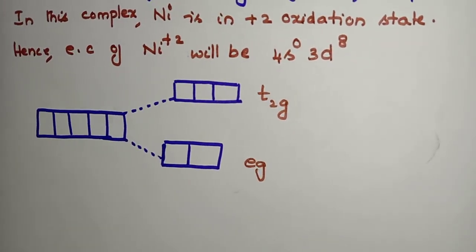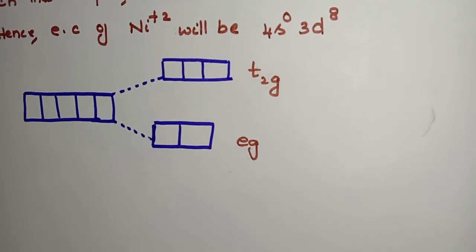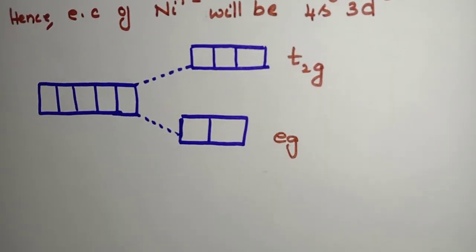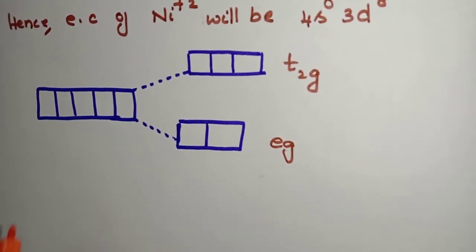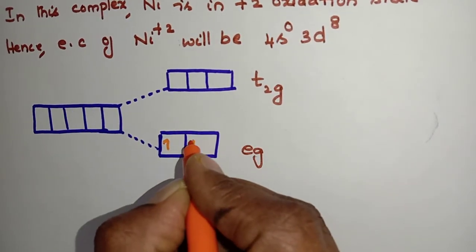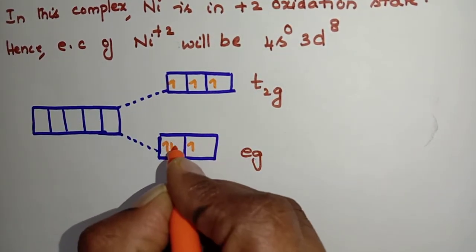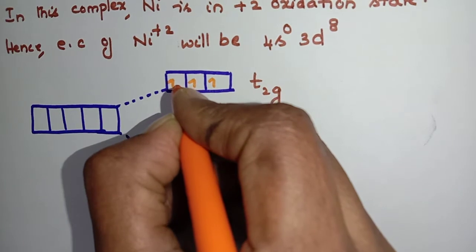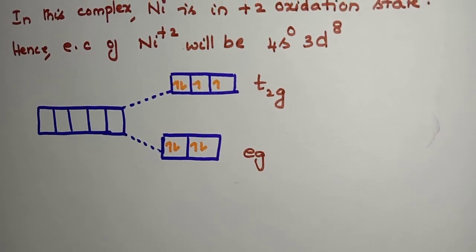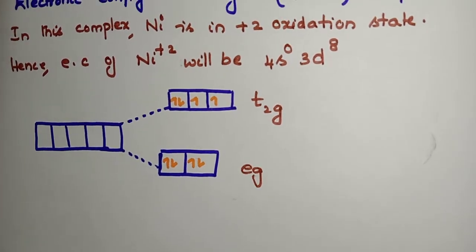So how many electrons are there in d orbital, students? 8. This is a tetrahedral complex and ligand is NH3. NH3 is a weak ligand in case of tetrahedral complexes. So the distribution of electrons 1, 2, 3, 4, 5, 6, 7 and 8. So this is the way the 8 electrons will be distributed in the Eg and T2g orbitals.